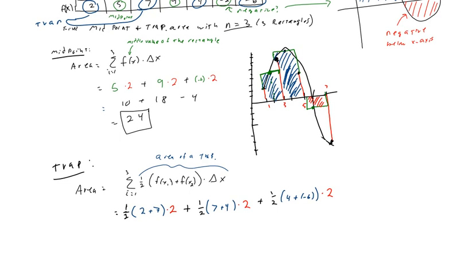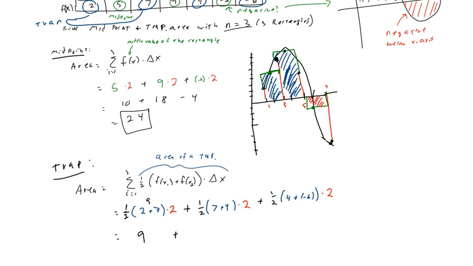So, calculating this, 2 plus 7 is 9. 9 times 2 is 18. 18 divided by 2, this is going to be 9 here. 2 plus 7 is 9. 9 times 2 is 18. 18 divided by 2, or 1/2 of 18, is going to be back to 9.